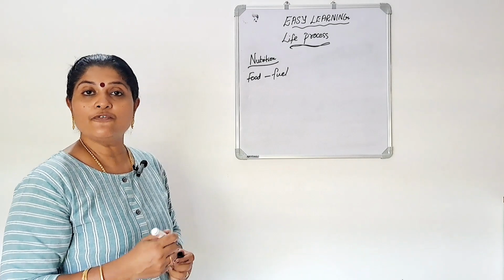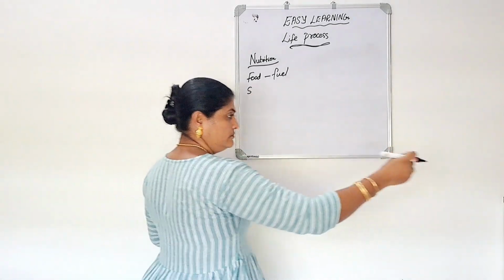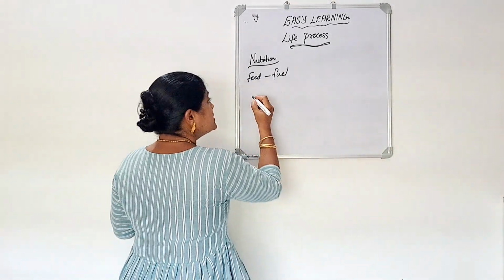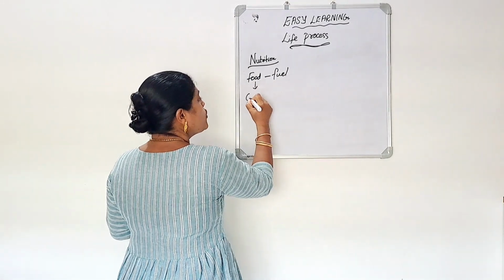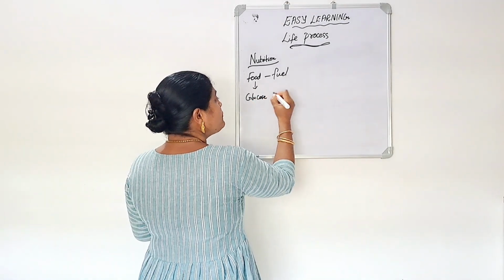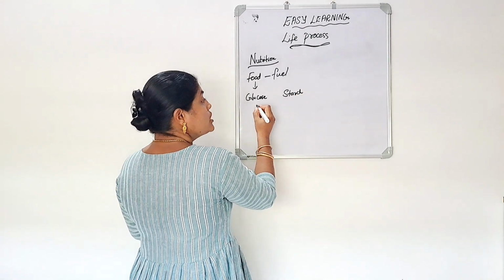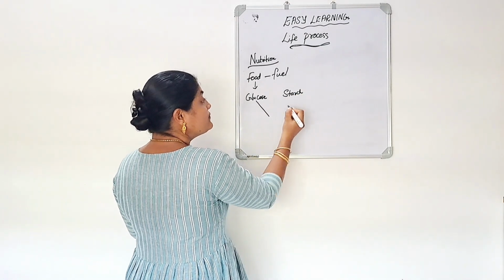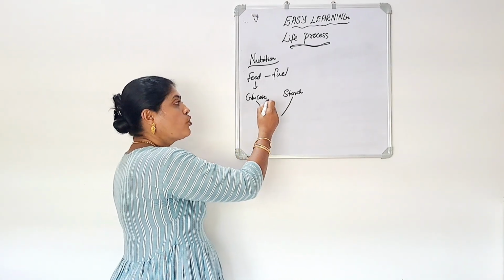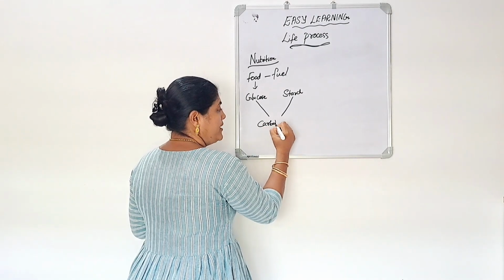So the simplest food is glucose, whereas the complex food is starch. Okay, so this is considered to be the simplest food, and this is considered to be the complex food. So these 2, glucose and starch together, we call it carbohydrate.